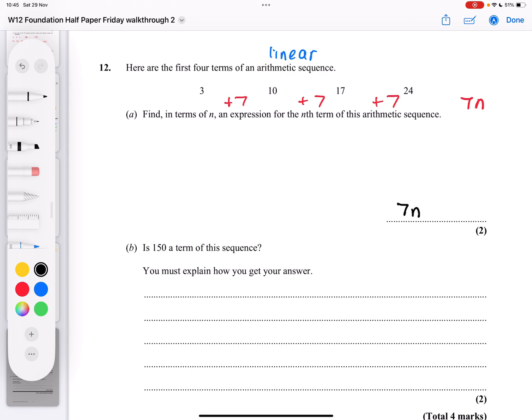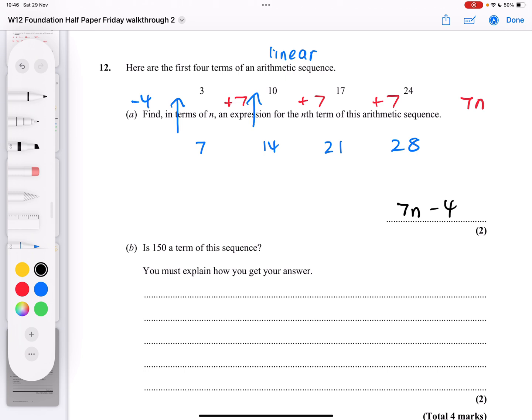So we start with 7n. Compare them to the 7 times tables. 7 times 1, 7 times 2, 7 times 3, 7 times 4. From the 7 times tables, to get to our sequence, we need to subtract 4 each time. So our nth term is 7n minus 4.